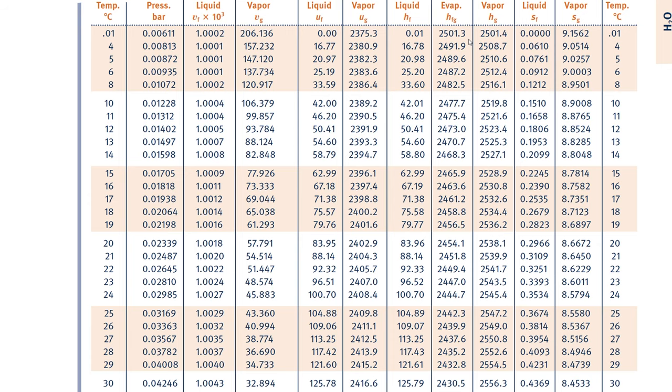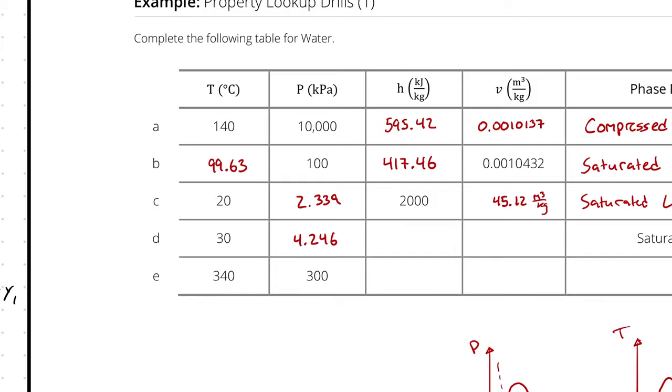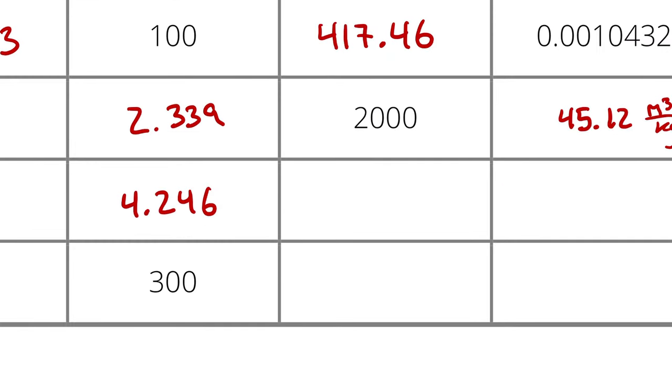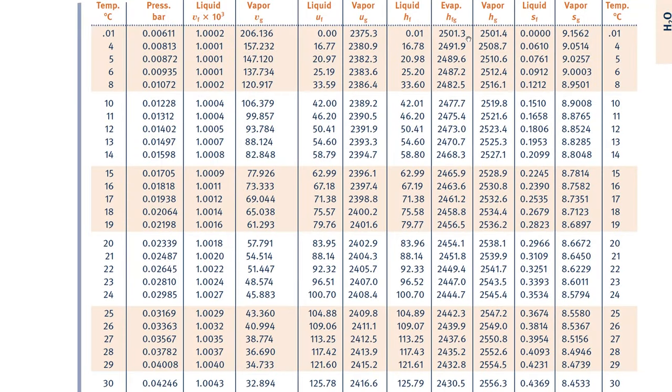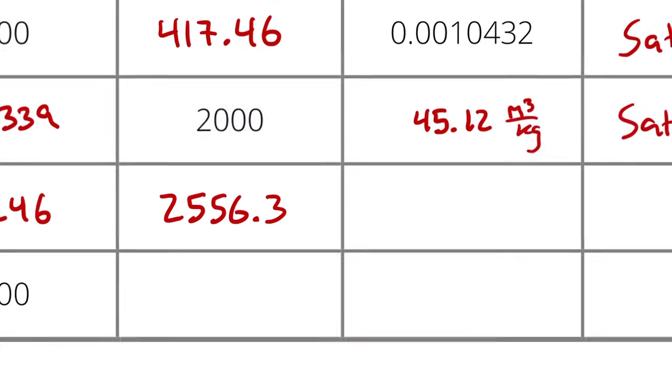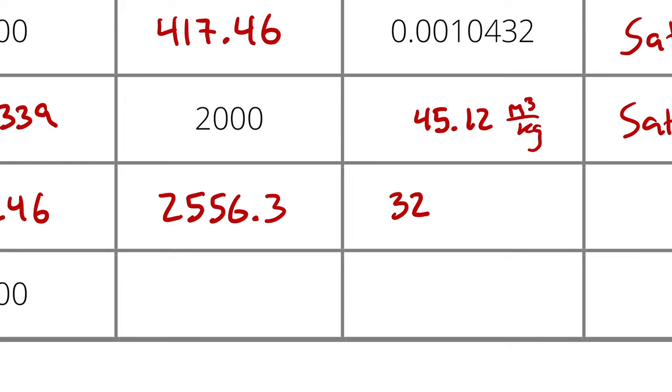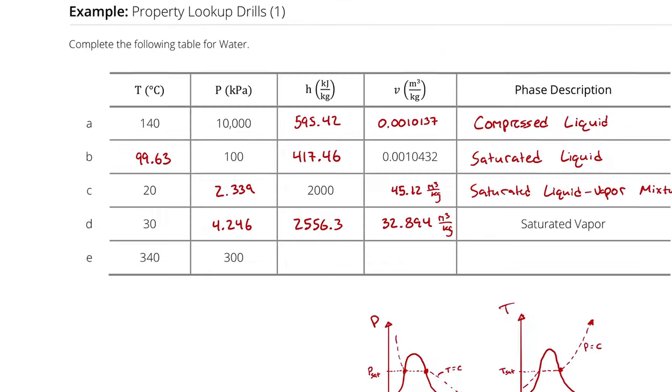So 30 degrees Celsius has an Hg value of 2556.3. And then specific volume is just going to be Vg, which is going to be 32.894. And that gives us row D.